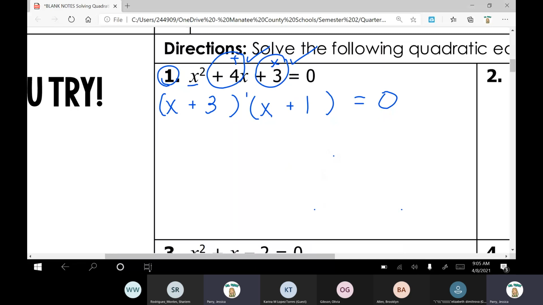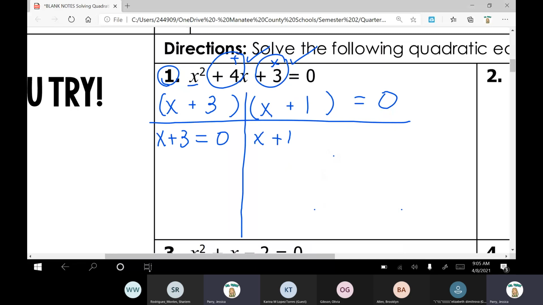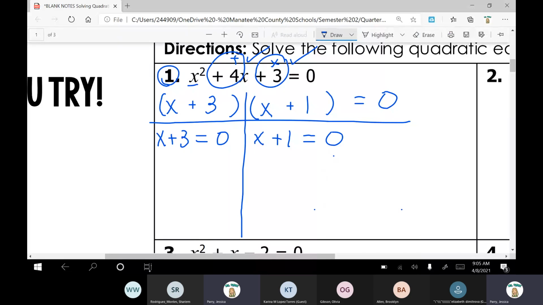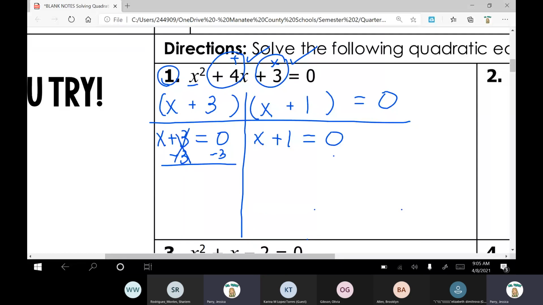It's going to help if you draw a line here to help us stay organized. I'm going to take this first factor in parentheses, this x plus 3, and set it equal to 0. I'm also going to take this x plus 1 on the other side and set it equal to 0. From there, we're going to solve for x. On the left side here, I'll do minus 3 on both sides. It's just like you're solving a normal equation. Most of them are just one step.